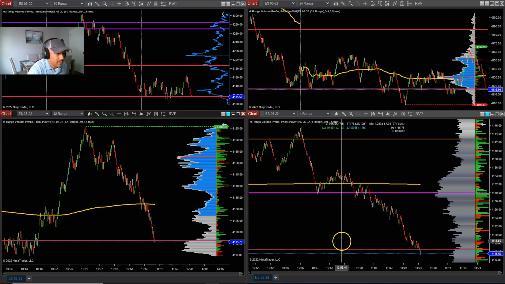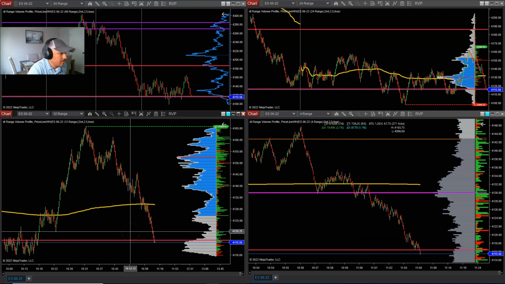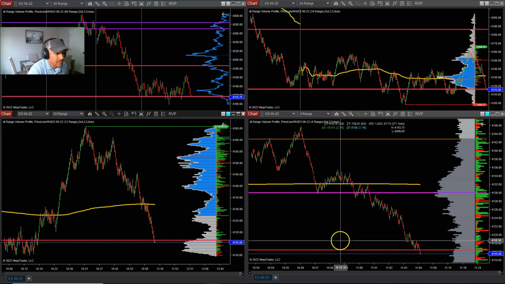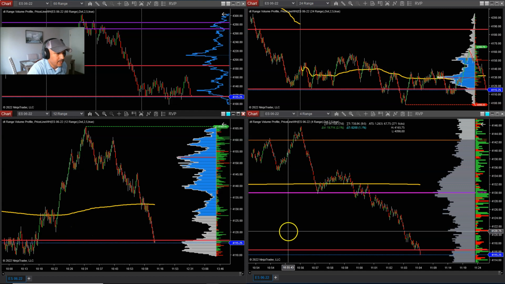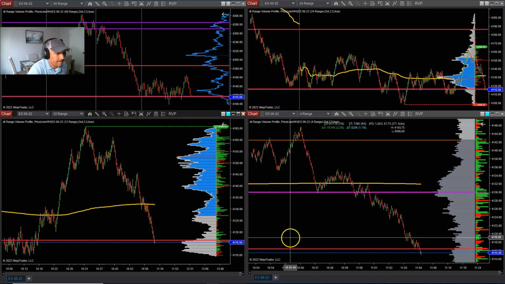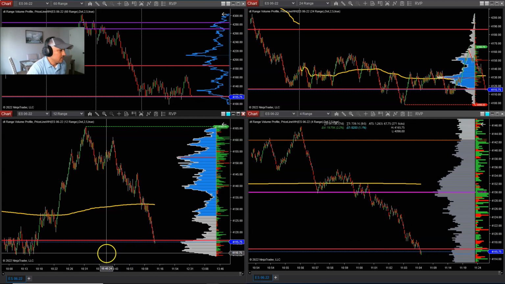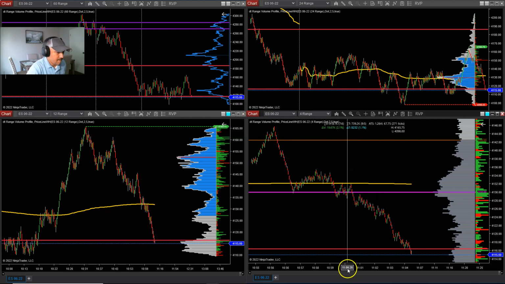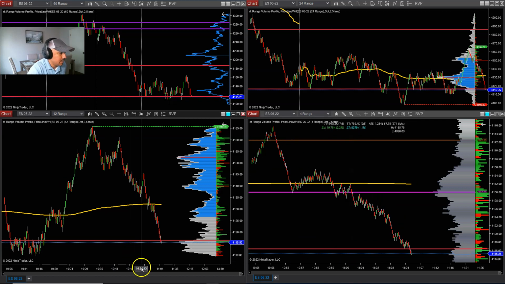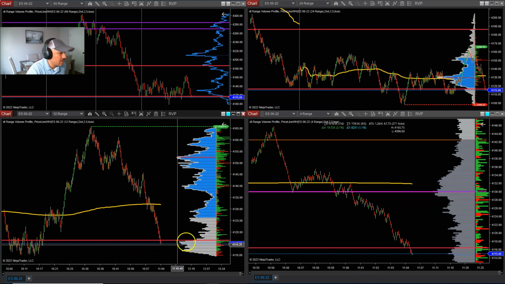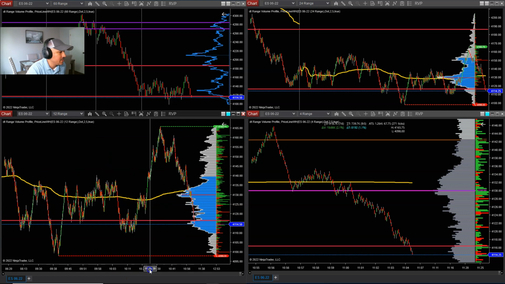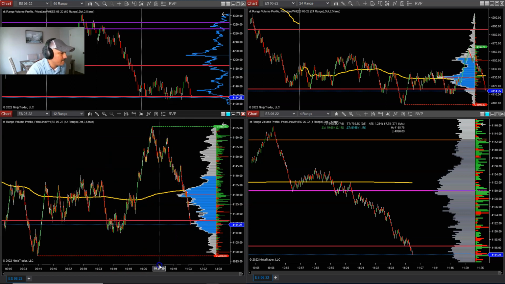41.20. Let's see. I look at both my 12 and my 4 range charts, guys. There's a high volume area right here off the 12 range. You can see it right here.